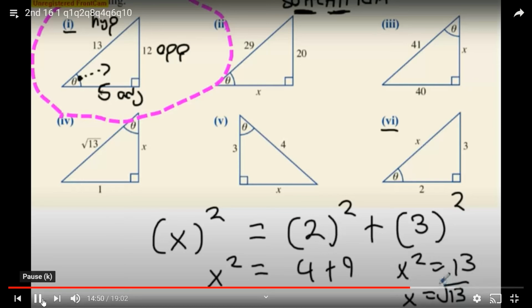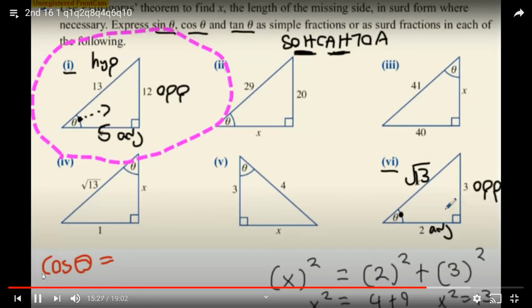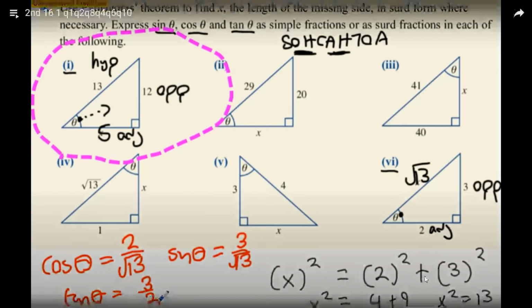Okay, so we're going to use this knowledge to try and find the answers to what sine theta, cos theta, and tan theta are for question 6. So there's root 13. Cos theta is adjacent over hypotenuse, which is 2 over root 13. Sine theta is going to be 3 over root 13 because it's opposite over hypotenuse. And then finally tan theta is opposite over adjacent, which is 3 over 2. Okay, that's that done.